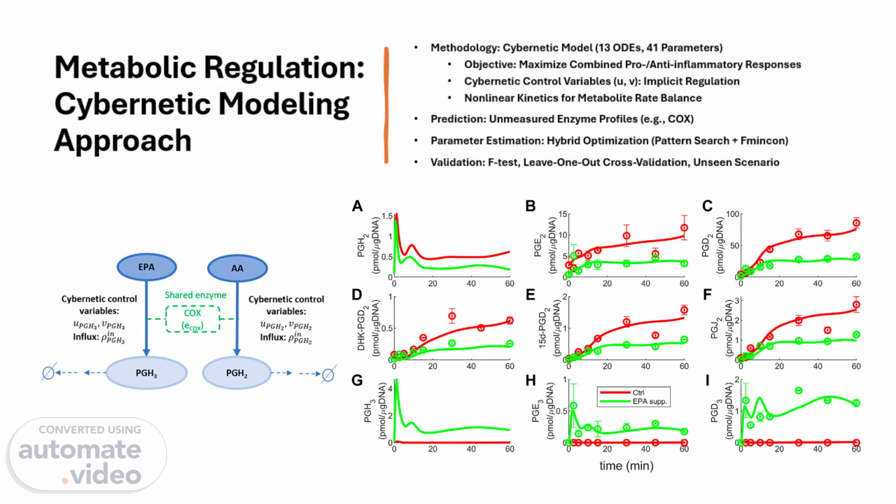Parameter estimation used a hybrid optimization approach, pattern search plus fmincon, and validation included F-test, leave-one-out cross-validation and testing against unseen scenarios, ensuring model robustness. The graphs on the right show excellent agreement between model predictions and experimental data.